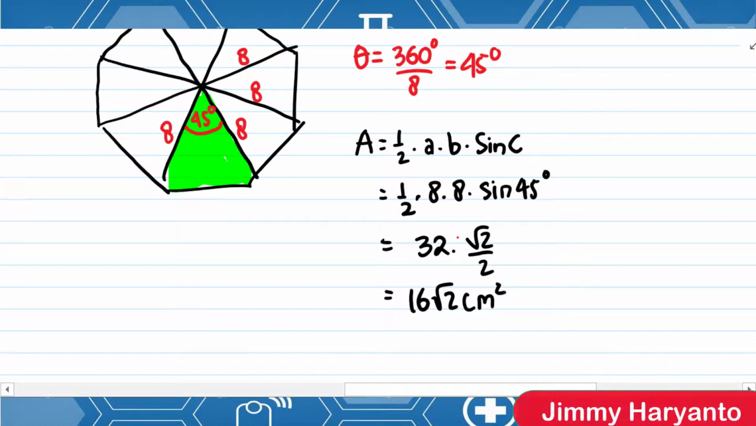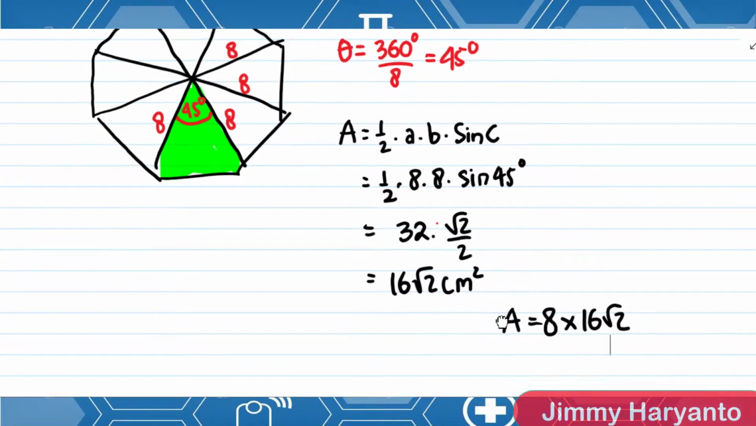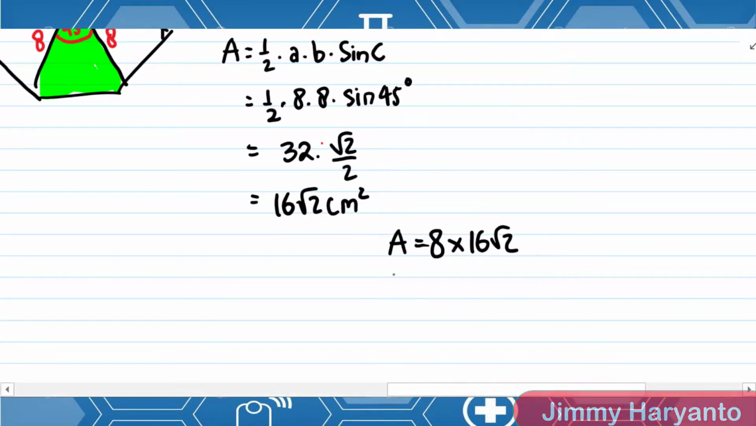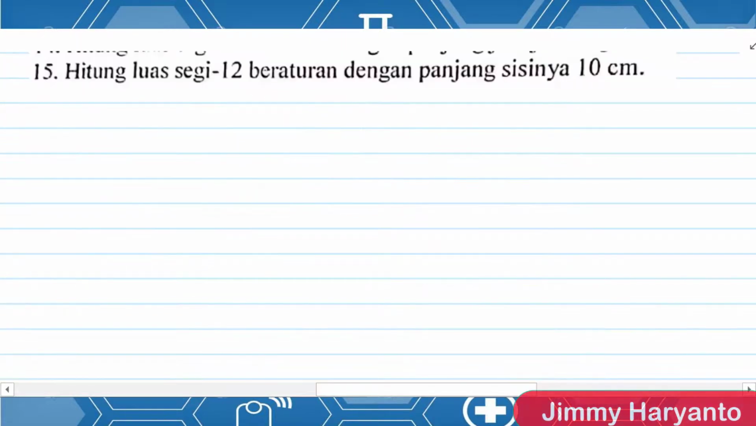This is only one triangle. The question wants us to find the whole polygon. So the area of the polygon will be 8 times 16 square root of 2, because the polygon contains 8 triangles. That gives 128 square root of 2 centimeters squared. Just like that.